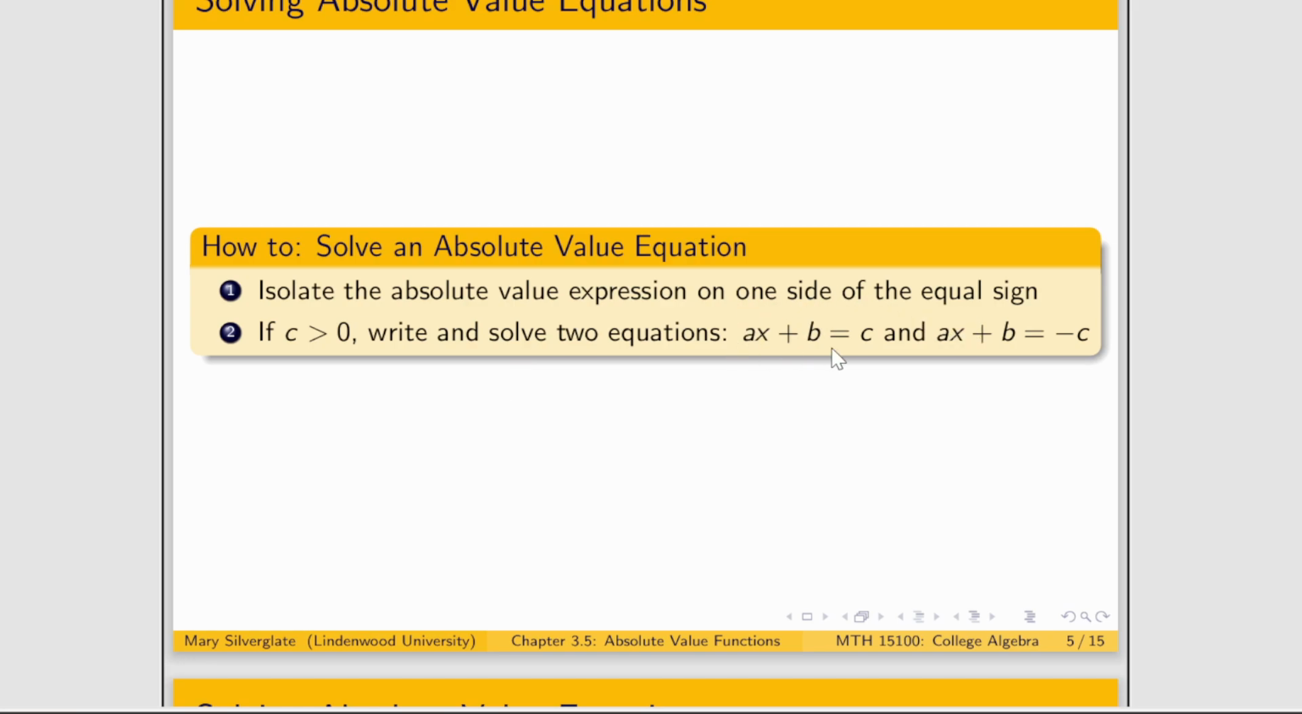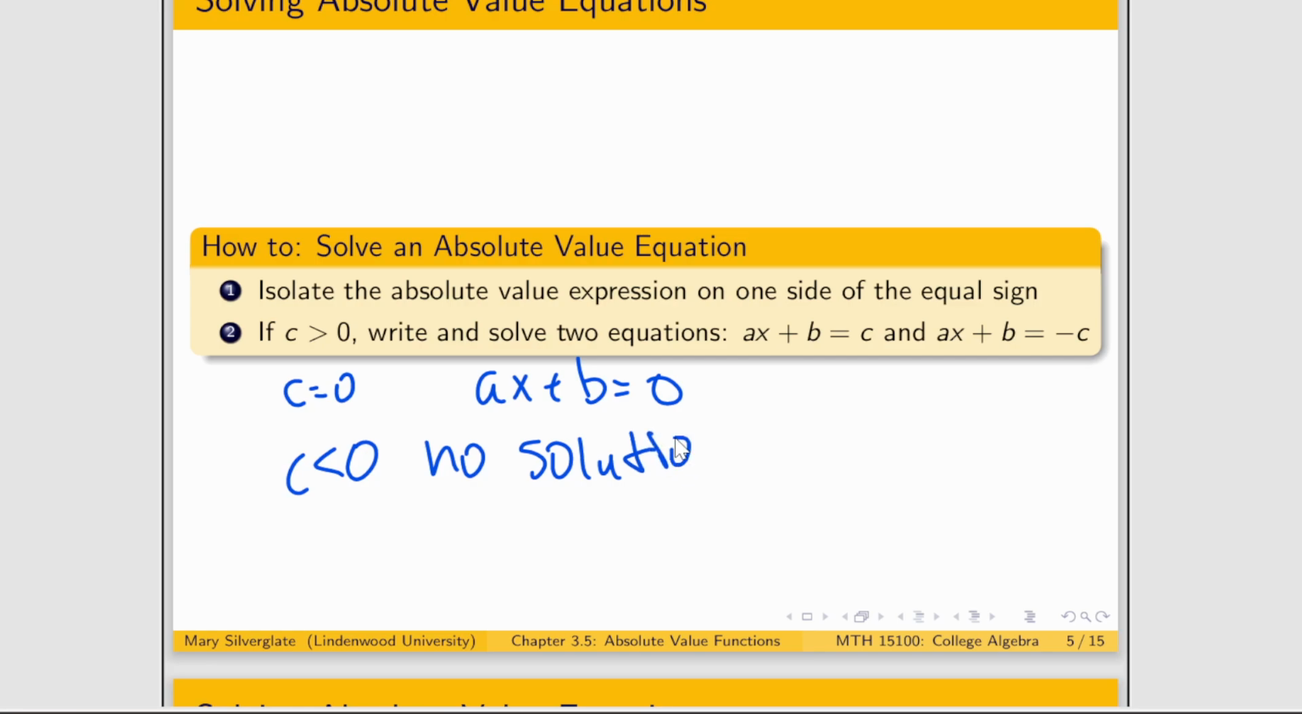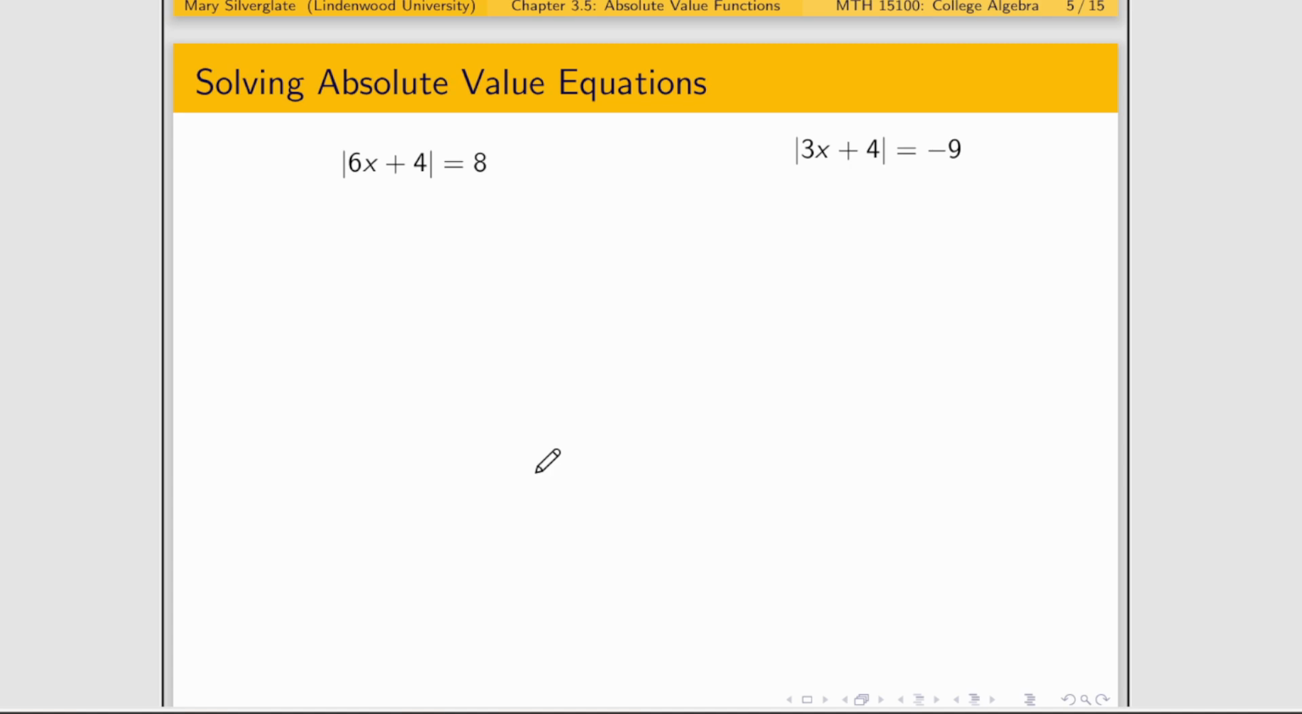We want to get the absolute value itself by itself, so we treat the absolute value symbol like it's something I need to solve for. As long as what it's equal to is greater than 0, we set up two equations and solve. If it's exactly equal to 0, then we just have that it's equal to 0, and call it a day. And if it's less than 0, then we say there are no solutions, and we also call it a day. So let's actually practice that.